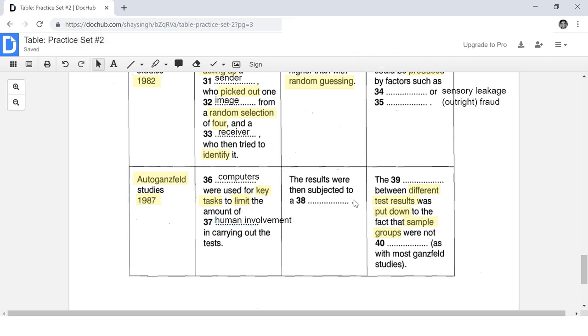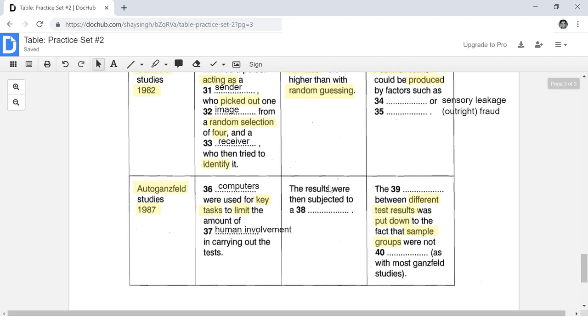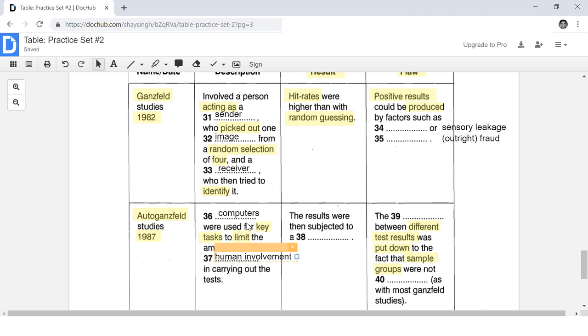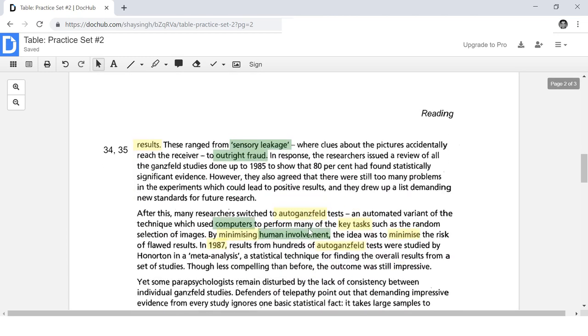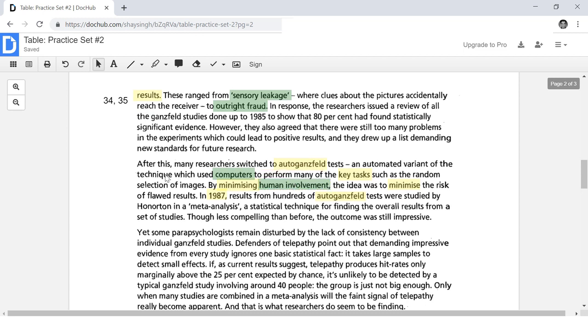All right, now all we have to do is number 38, 39, and 40. Let's look at 38. It says the results were then subjected to a dash. So the results were subjected to something. So this was the first step. And then when we got the results, we did something to the results. I want to find out what did we do to the results once we already got the results. What did we do with them? So let's keep reading from over here.